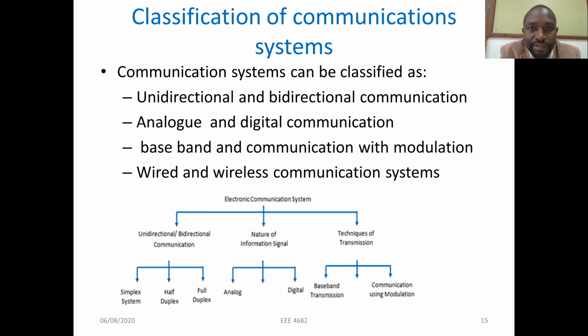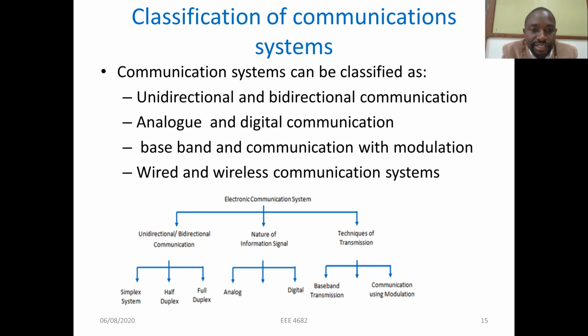Next, I want us to talk about how we classify communication systems. A communication system can be classified as unidirectional and bidirectional communication, analog and digital communication system, baseband and communication with modulation. And then you can also classify it in terms of wired and wireless communication systems. In the diagram here, I'm illustrating an electronic communication system, and you can see the three basic classifications there: unidirectional or bidirectional communication, nature of information signal, techniques of transmission.